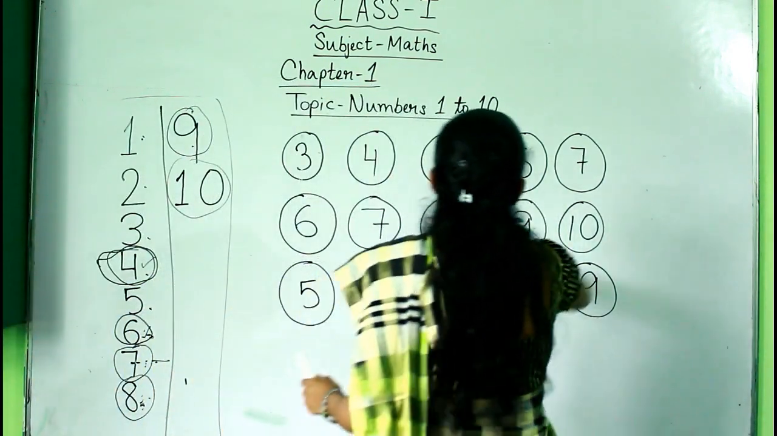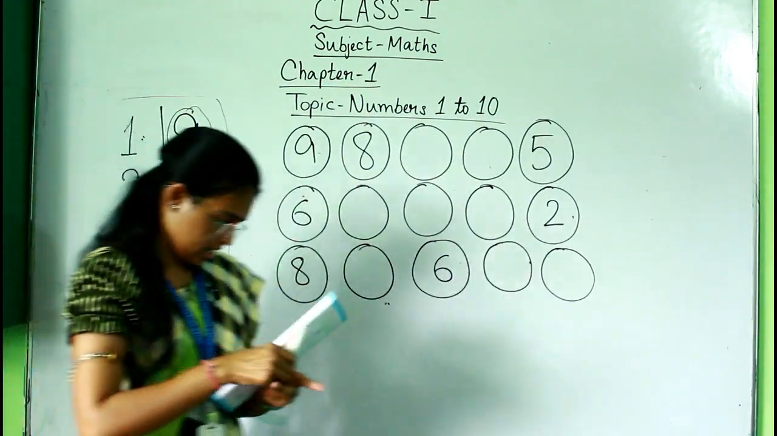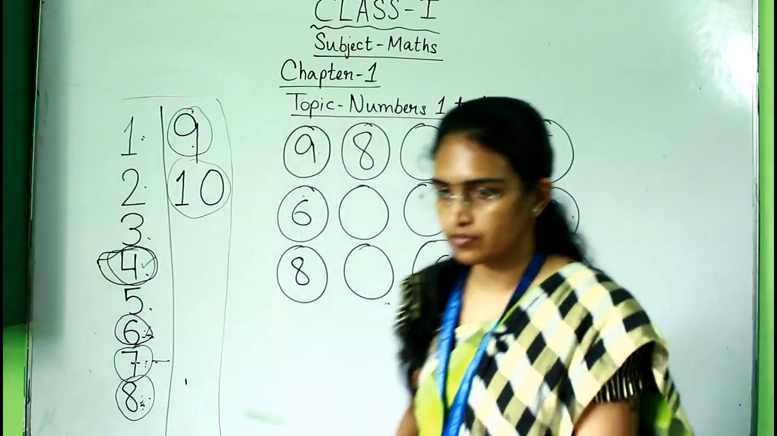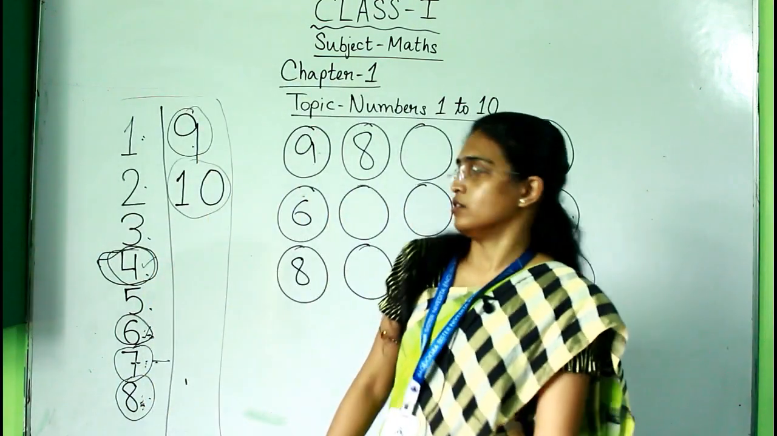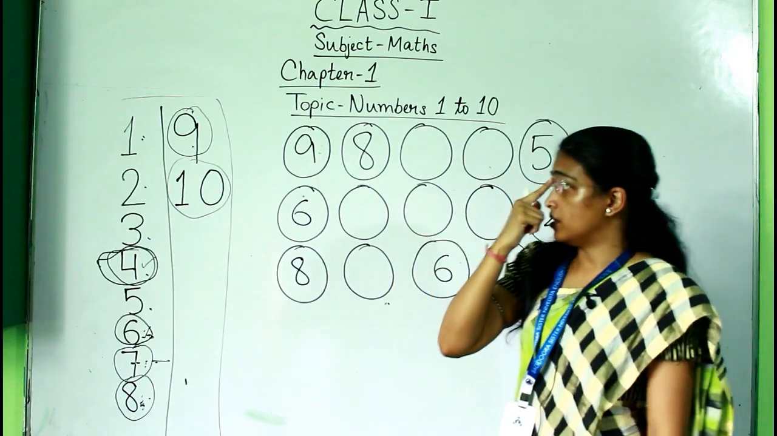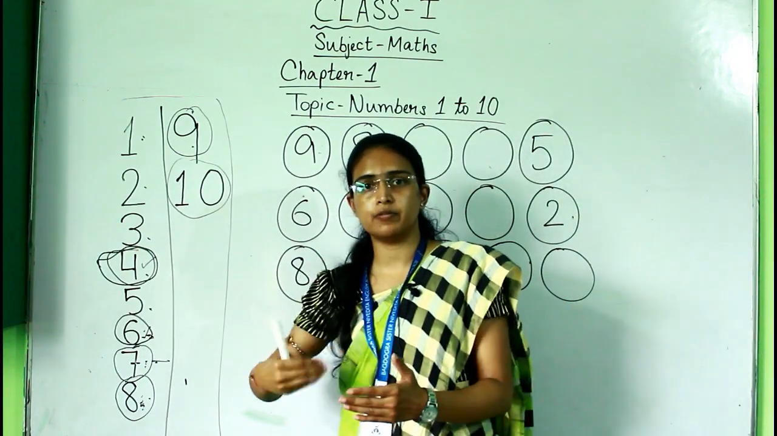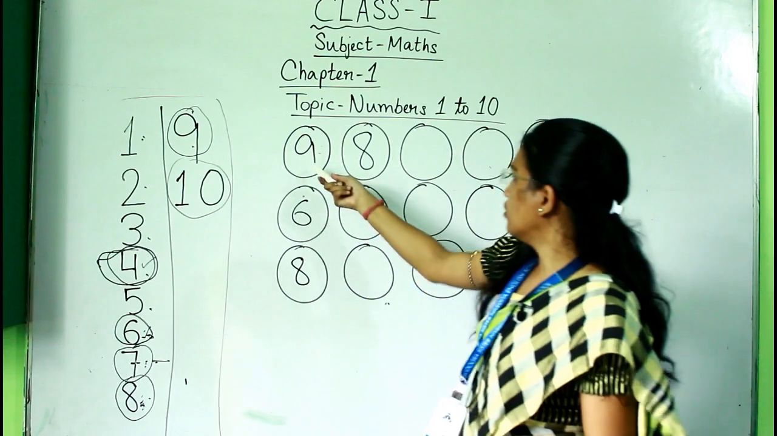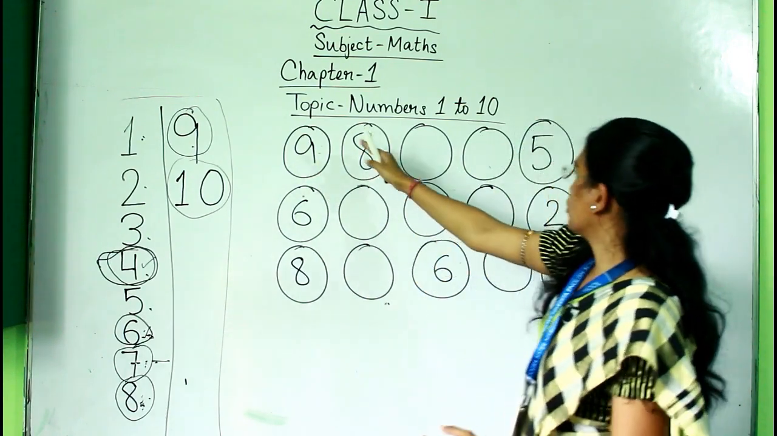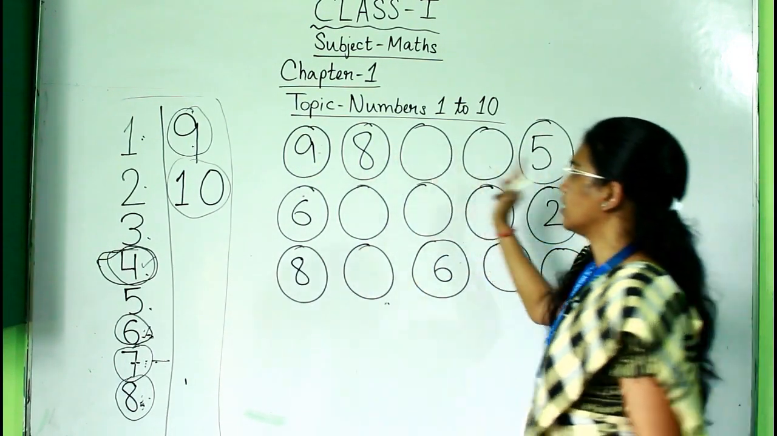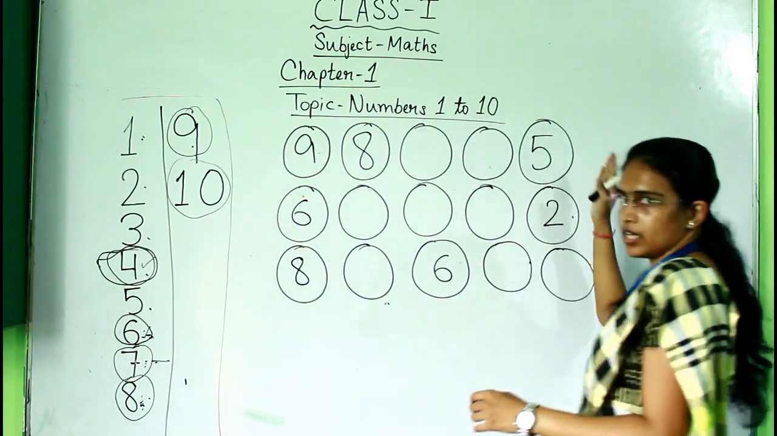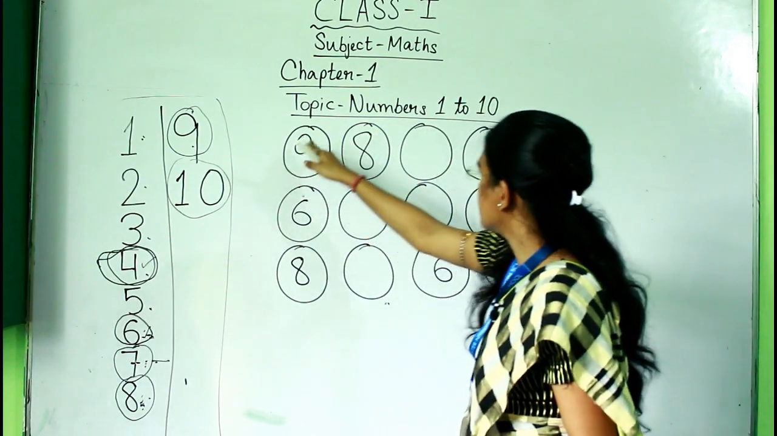Now again look here. Okay. Now look here. So just I have said that backward means पीछे जाना. Okay. So now look here. These numbers are going backward. पीछे जा रहा है. देखो सामने से पीछे जा रहा है. 9 से पीछे जा रहा है.